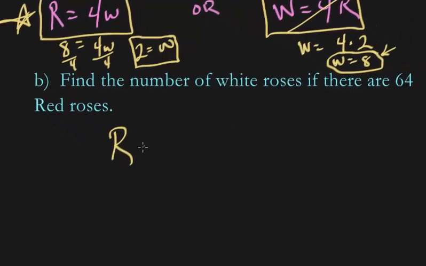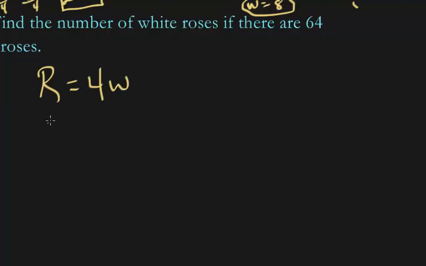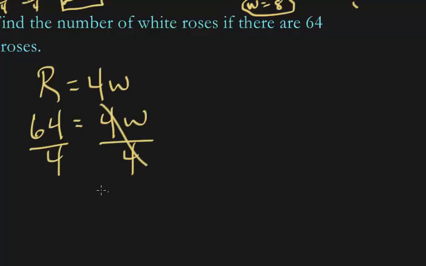So if this is our formula, red equals 4W, and if we have 64 red, then how many white? So we plug in 64 for the red, 4W, we divide by 4, that's the coefficient, that thing cancels, and W would equal 64 divided by 4, which is 16 white roses.